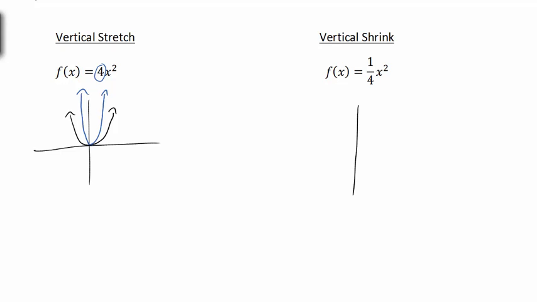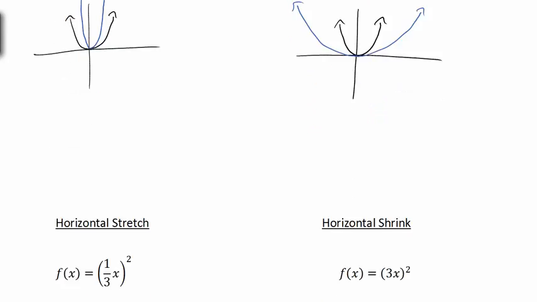And then we said if we multiply by a number out front between 0 and 1, such as the example here, we have 1/4, we have a vertical shrink. So in other words, it's going to push down on the graph, and it's going to make it open up much wider. So that's causing the vertical shrink.